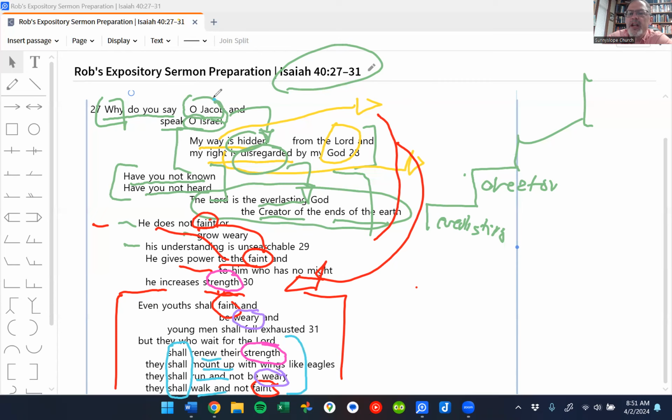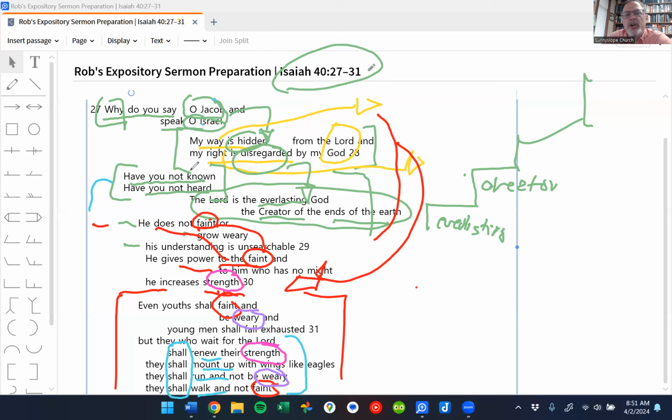Why the people, Jacob, Israel, what they're saying, they're crying out to God. They're saying God doesn't care about us. God doesn't pay attention to us. He doesn't care that we're being mistreated. And the prophet is responding to that by way of encouragement. He's saying, no, that's not true.